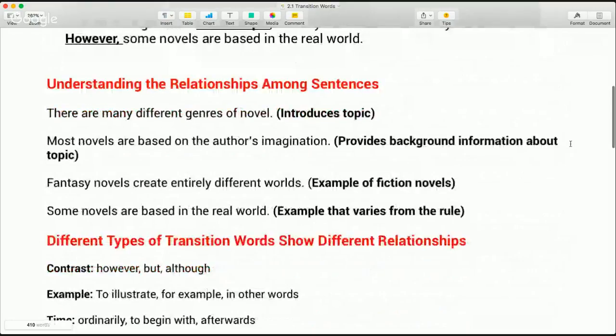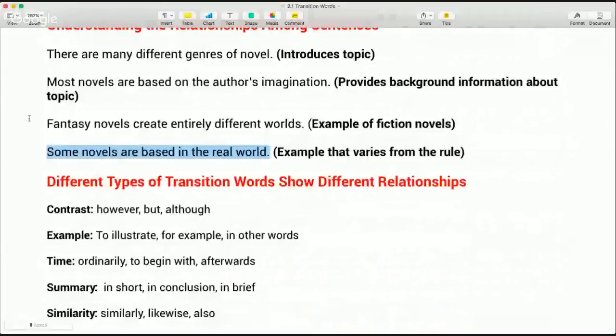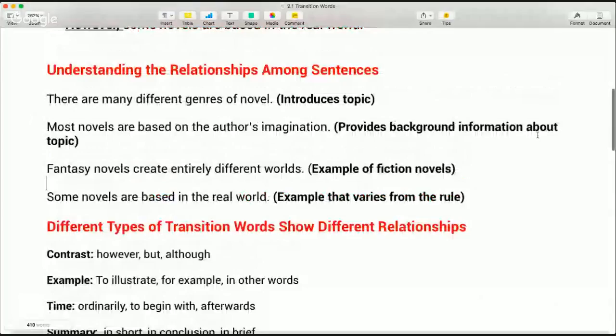Some novels are based in the real world. This example is the only one where it doesn't seem to be in line with the rest of them. The second sentence tells us that most novels are based on the author's imagination, and this last sentence says some are based in the real world. Those are opposite ideas. Thus, I need a word that shows contrast. In this example, I picked however.